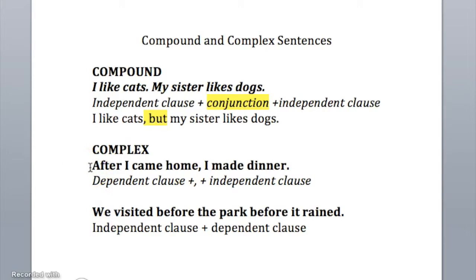So guys, look at this first sentence. After I came home, I made dinner. Which part is the dependent clause there? Let's think about this. After I came home? You guys are absolutely right. So our dependent clause is after I came home. What is the independent clause? I made dinner.